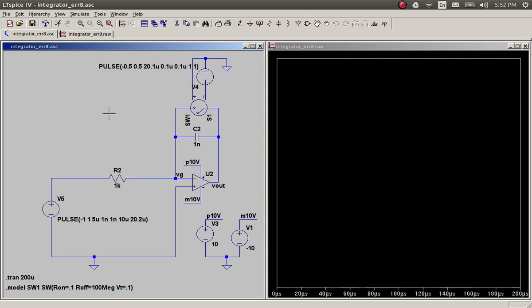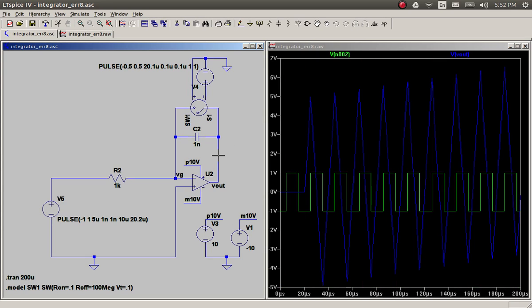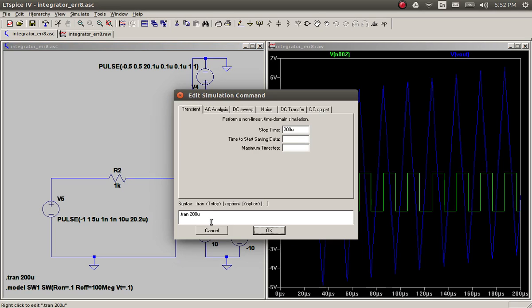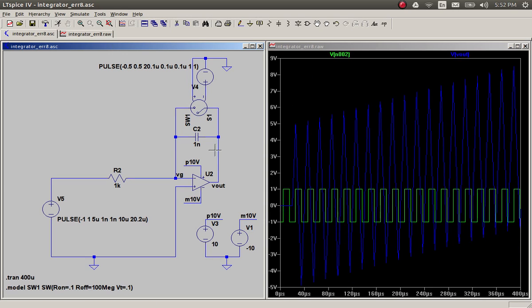Okay, this is a really nice one. My input is a square wave and my output is a triangular wave, but it looks like it's going away. Okay, maybe I should simulate it for longer. Yes, it really is going away, isn't it?